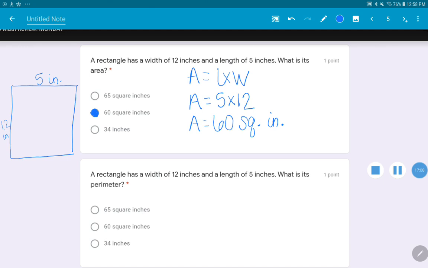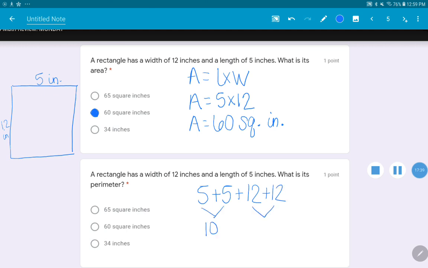All right. The next question. A rectangle has a width of 12 inches and a length of 5 inches. So same rectangle. What is its perimeter? Perimeter measures around the outside. So how do we find that, Jaden? You do 5 plus 5 and 12 plus 5. Very good. We're going to add all the sides together. 5 plus 5 plus 12 plus 12.